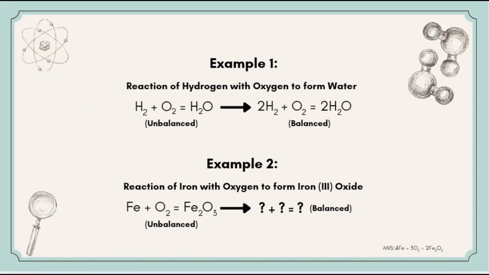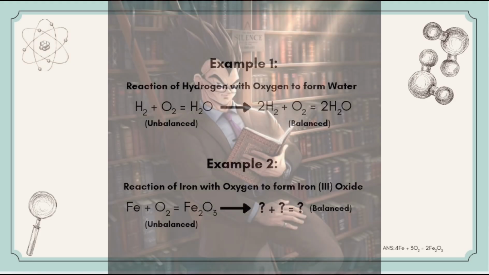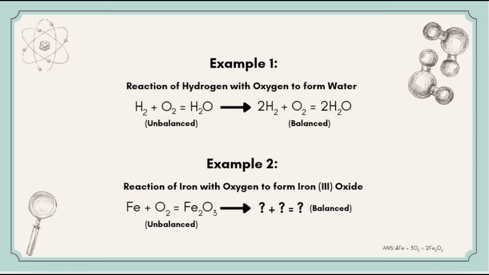So now, how do we balance it? Okay, so let's take our first example. Our first example is the reaction of hydrogen and oxygen to form water, which is H2O. The left side of the equation is unbalanced because the left side has only one oxygen atom, while the result has two oxygen atoms. So, we add 2 to hydrogen to make it into 2H2O. So now, we have 4 hydrogen and 2 oxygen atoms on the right side.